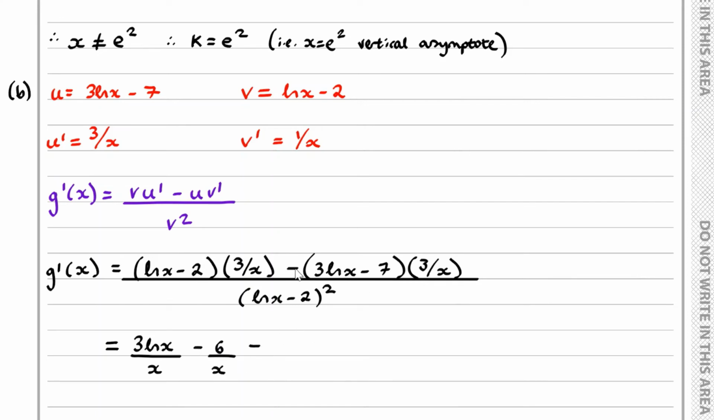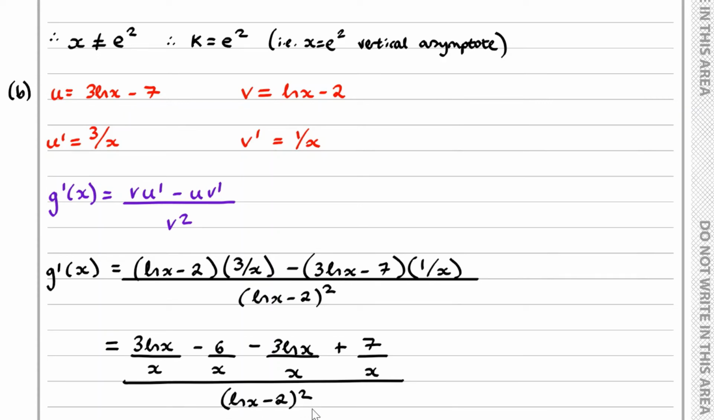And then here, minus 3 ln x, sorry, here we've got 1 over x. 3 ln x times 1 over x, that's minus 3 ln x over x. And then minus and a minus, that gives a plus. 7 times 1 over x, that's just 7 over x. So on the bottom, we've got the natural log of x minus 2 all squared.